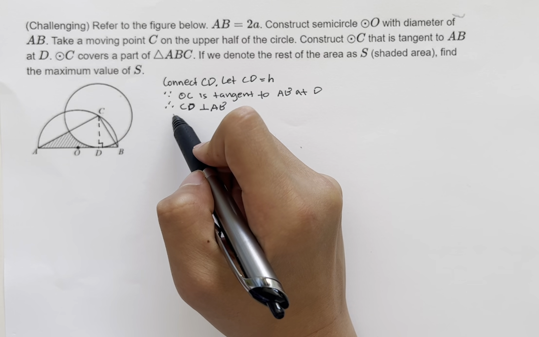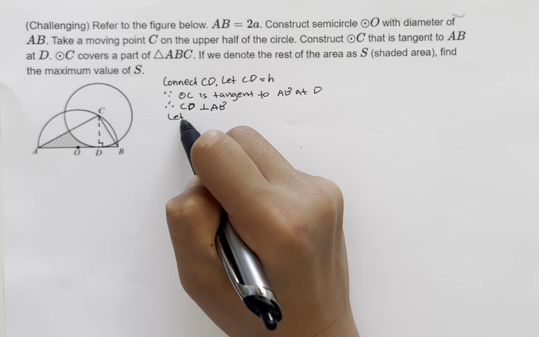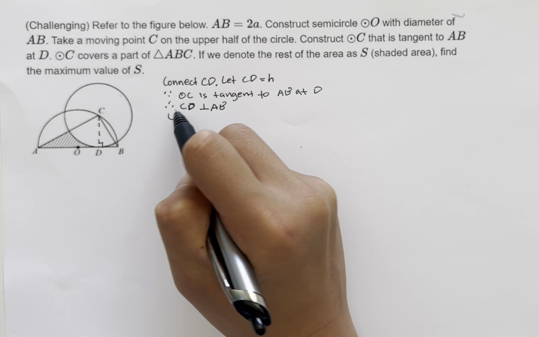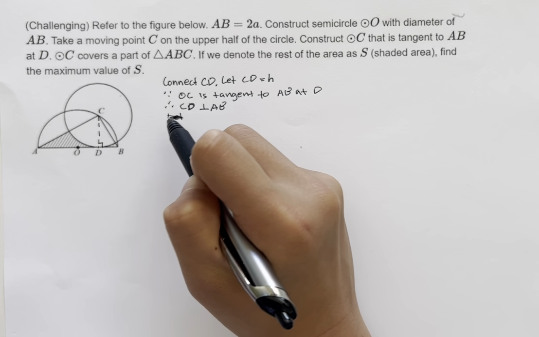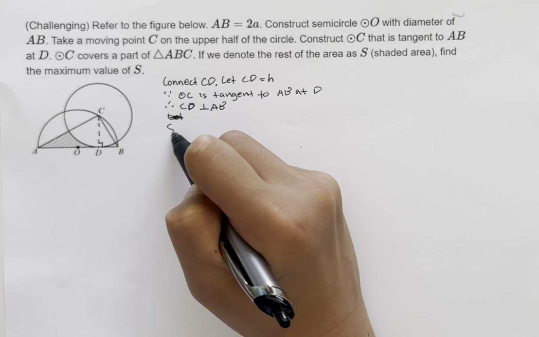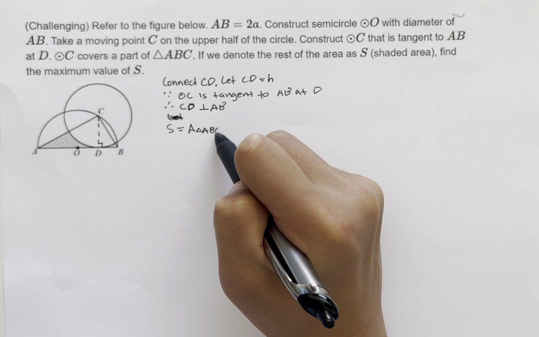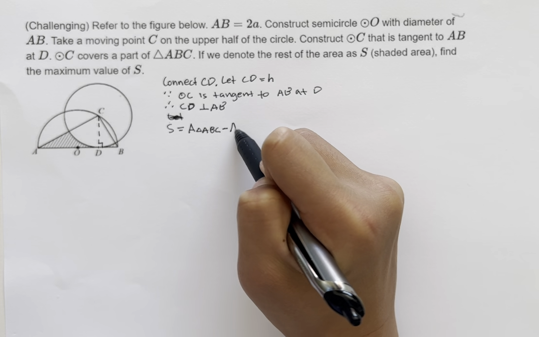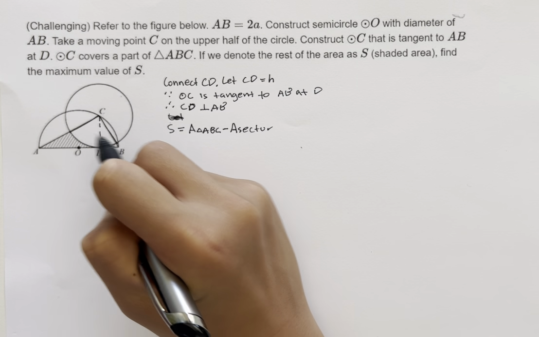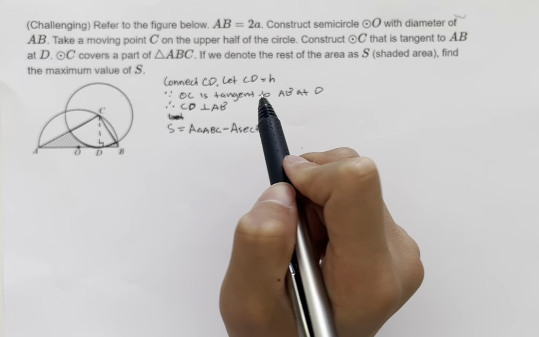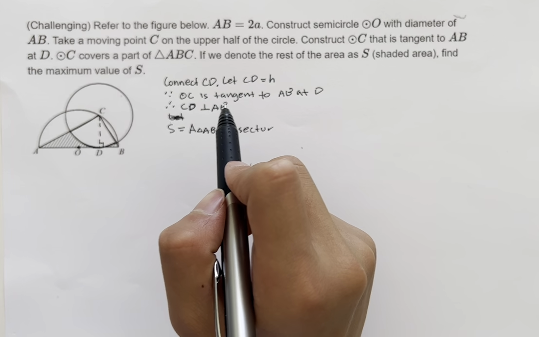Now, let the area equal S. Actually, we already know that the area equals S, so S, we can represent it as the area of triangle ABC minus the area of a sector, which is going to be this part. This sector will be 1/4 of the entire area of circle C.